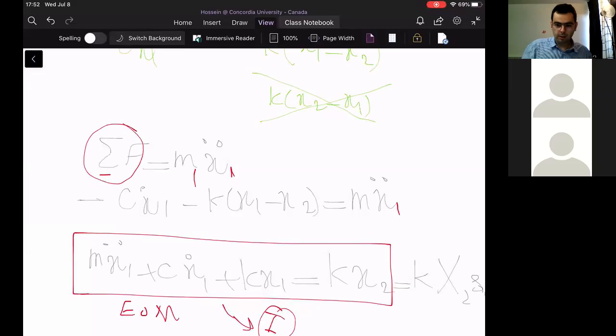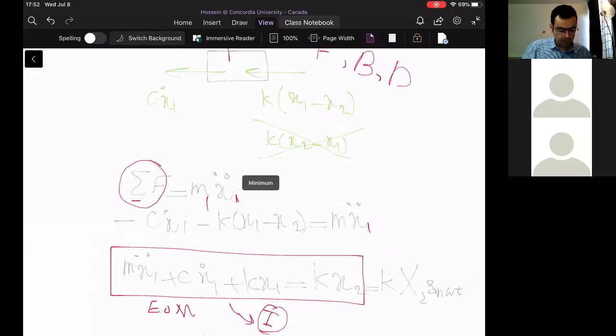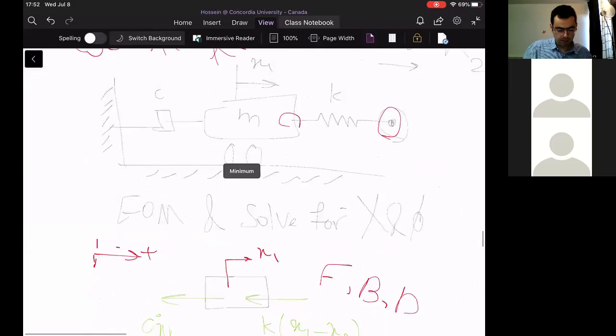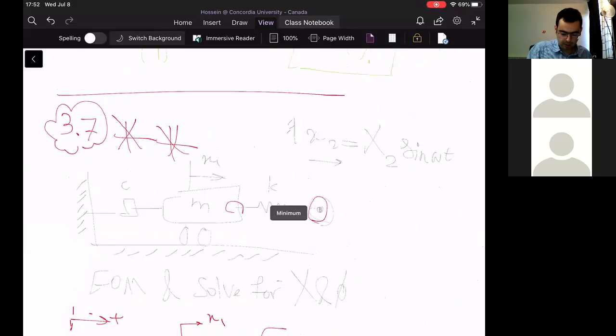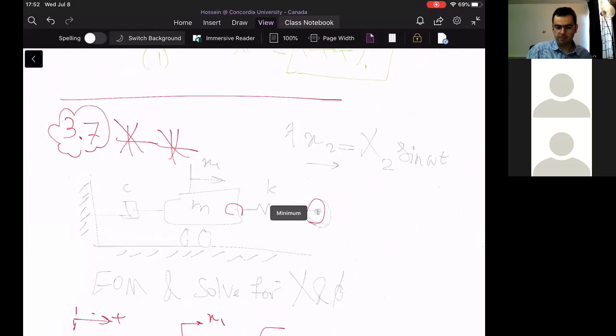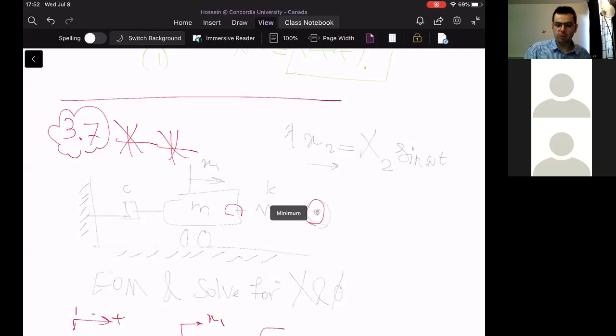So I was trying to mention problem 3.7, which is one of the midterm problems from the previous semester. There is a system of mass M attached on the left-hand side to a damper and on the right-hand side to a spring, but the right-hand side is subject to harmonic oscillation x2. At the first step, we are asked to derive the equation of motion, and as the second step, we need to solve the equation of motion using complex algebra and calculate the corresponding magnitude X and phase phi.